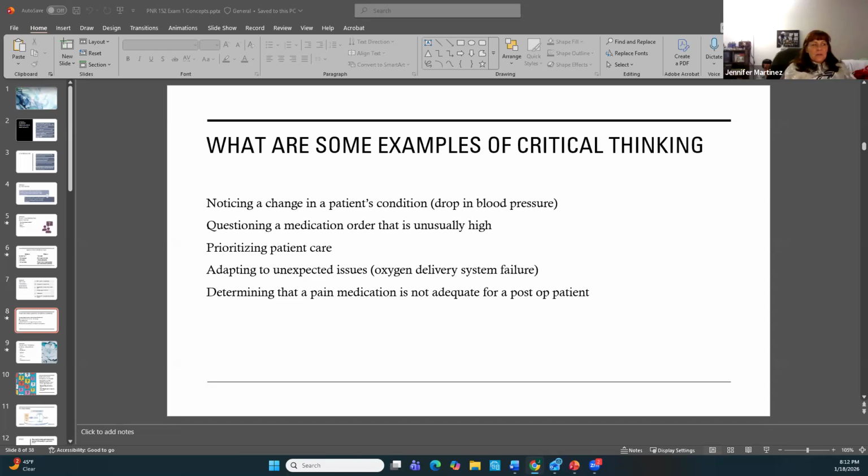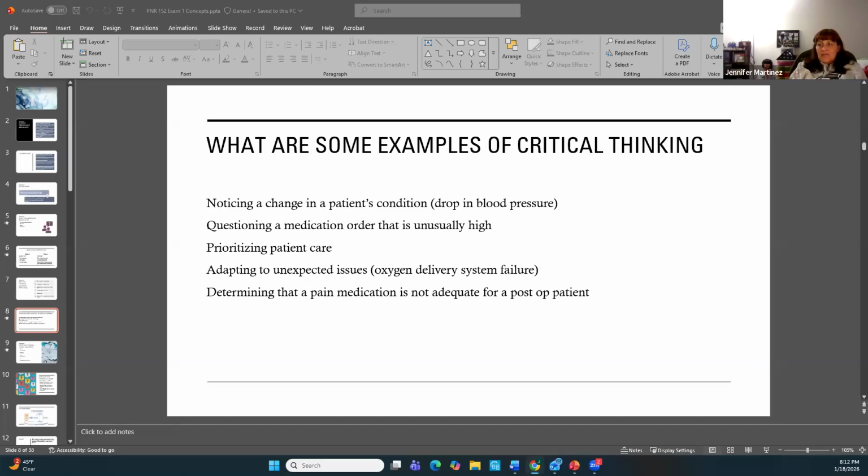And so examples of critical thinking: noticing a change in patient's condition, right? So nurses are the ones at the bedside. We're the ones that spend the majority of time with our clients, right? So we are more likely to notice any subtle changes in our clients. So that would be an example of critical thinking, right? Noticing a change in their condition.